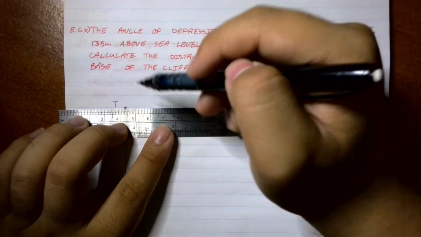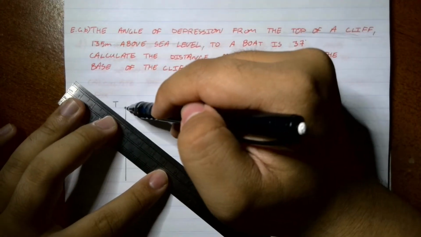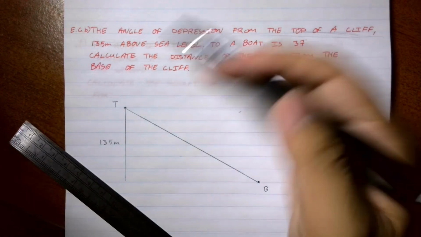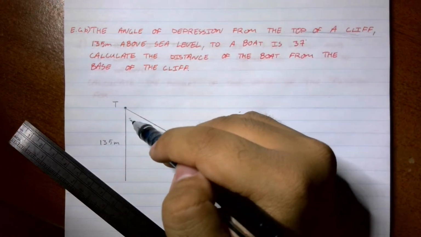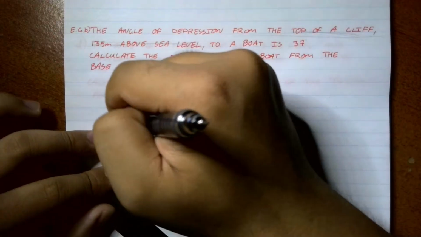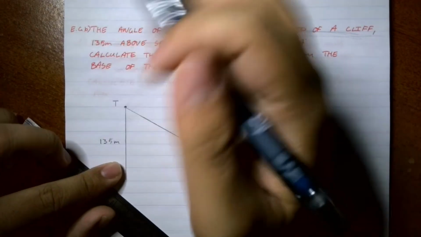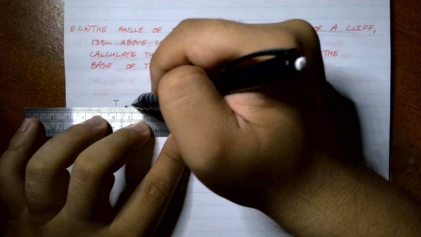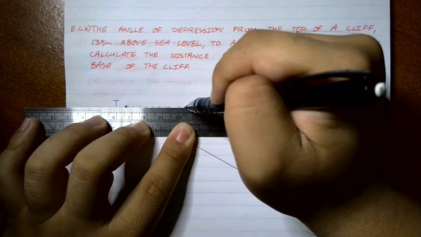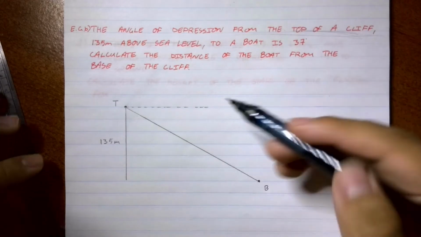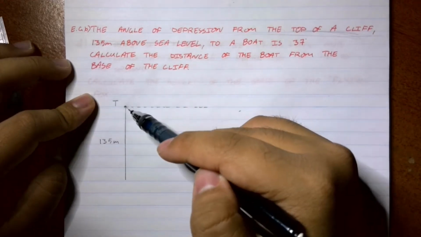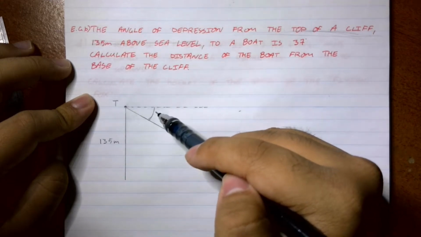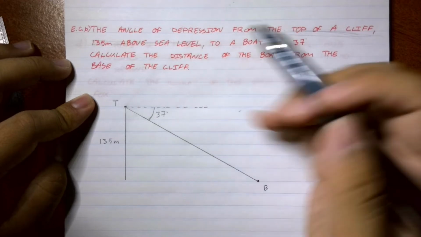Now be careful at this point, because a lot of people are tempted to draw a line like this, which is correct. A lot of people are tempted just to put, oh, this is 37 degrees. That is incorrect, because if we recall, the definition of the angle of depression is between the horizontal line of sight like this. There's the horizontal line of sight to the end point. So they're looking here, but they were looking here. So this here is 37 degrees.